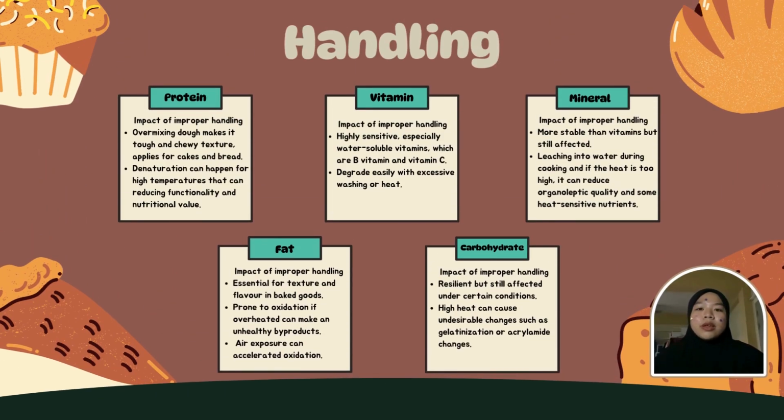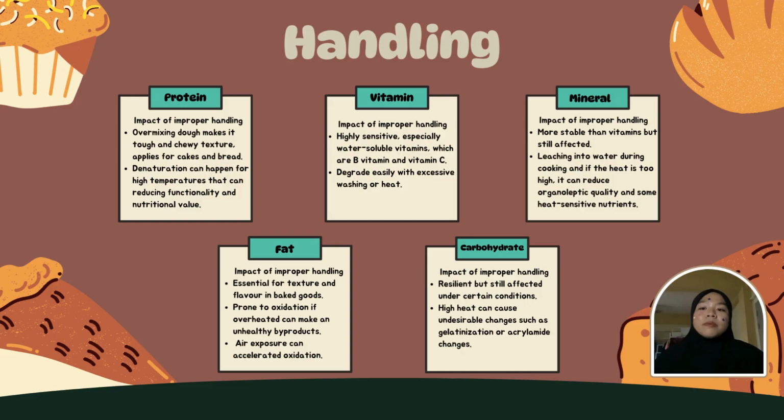Hello, my name is Julaiha, metric number BN22110224. Today I will talk about how proper handling preserves the nutritional quality and functionality of baking ingredients like protein, vitamins, minerals, fat, and carbohydrates.